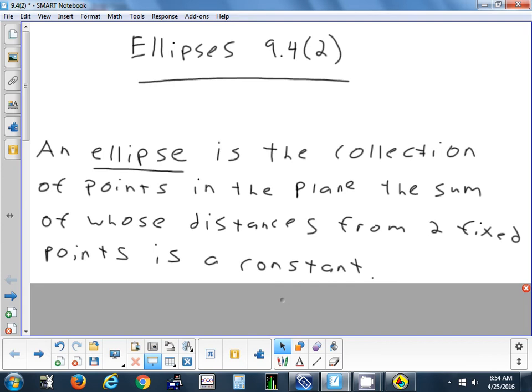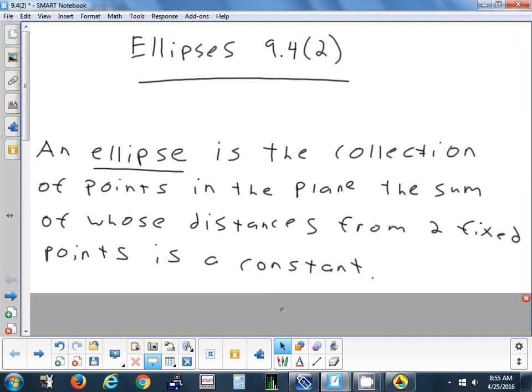So an ellipse is a collection of points in the plane such that if you measure the distance from two points inside the ellipse to the point on your ellipse and add them up, it's always going to come out the same. What does it come out to? Well, it depends on the size of the ellipse. Most of the time, we're never even going to figure out what they add up to. We don't really care about that.